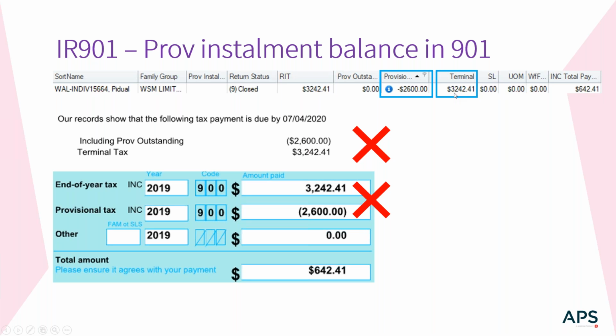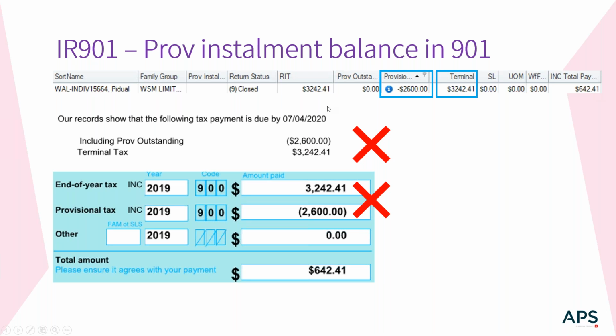In this example here, that 3242.41 is the residual income tax figure, as we can see here. And then the net credits balance for all of the provisional instalments is included here and generates through.